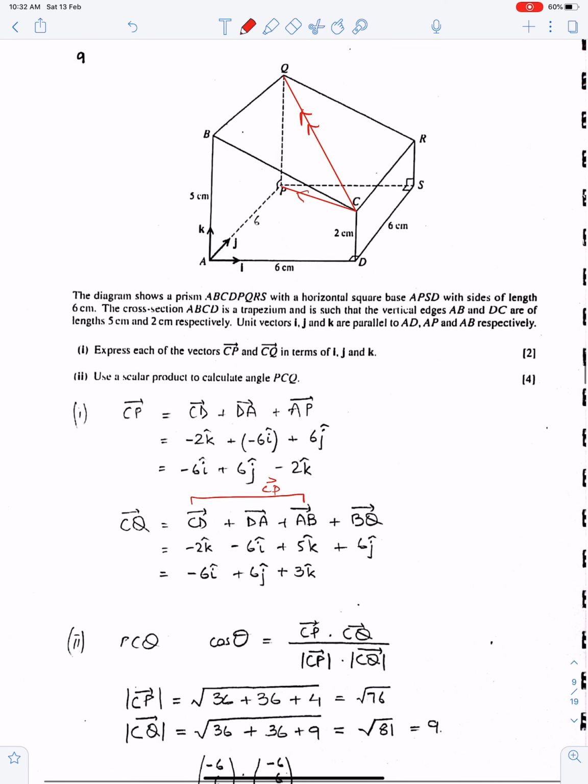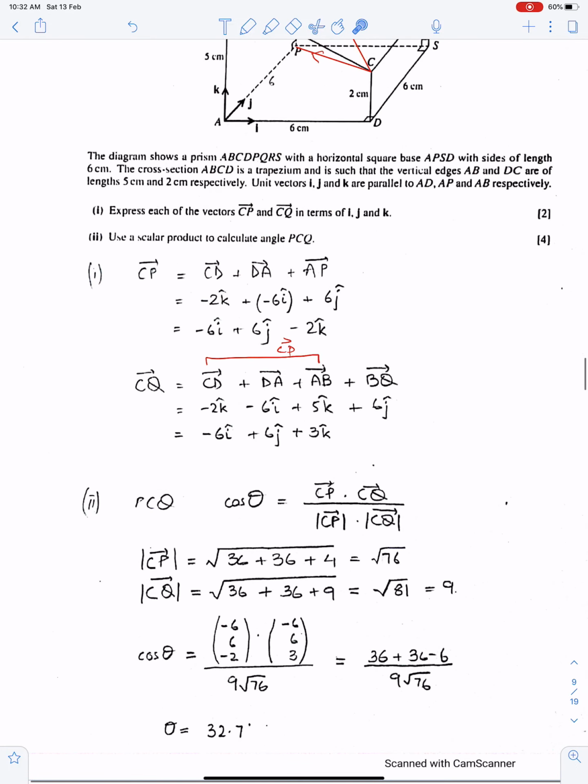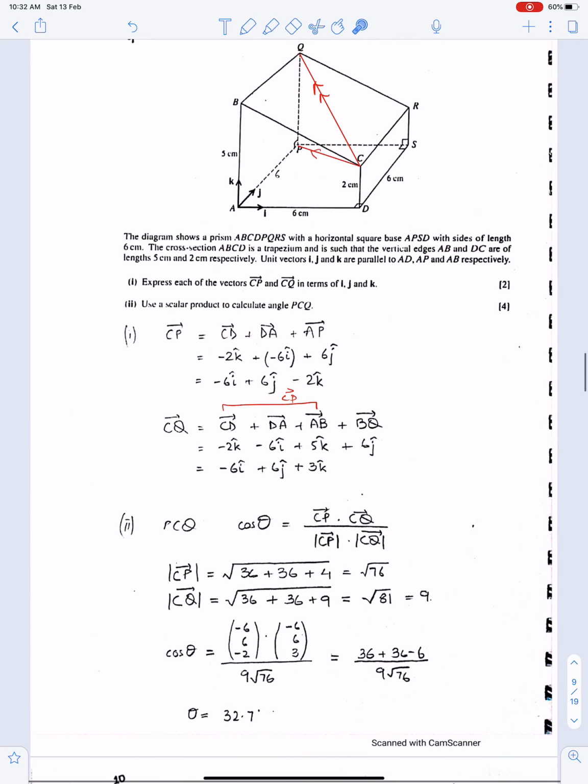CP plus PQ. And I'm leaving this next part because you all know how to get the scalar product. The formula would be CP dot CQ. It's here, and this is the answer. If you want to take the screenshot, you can.